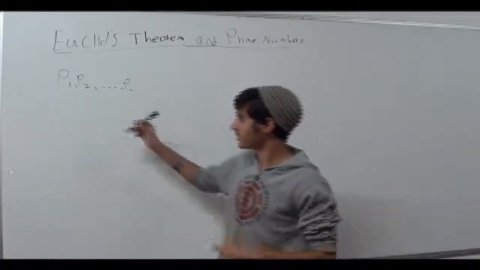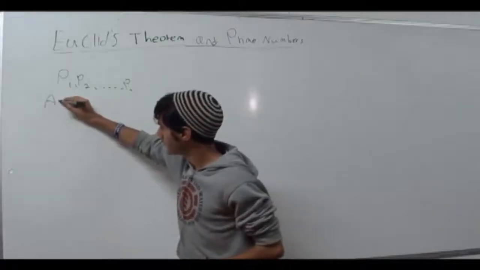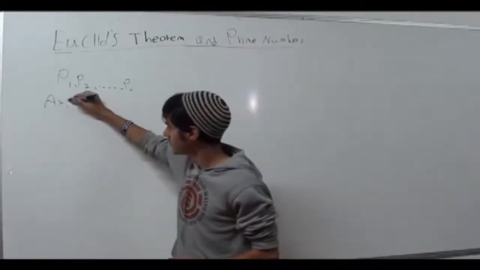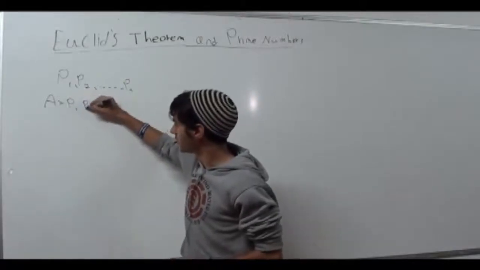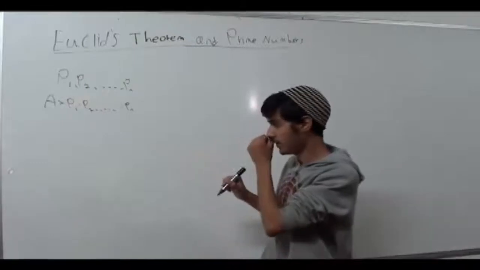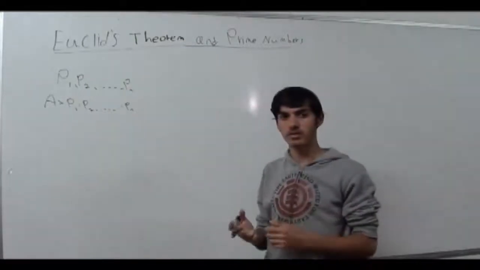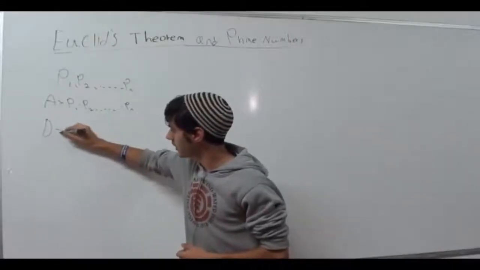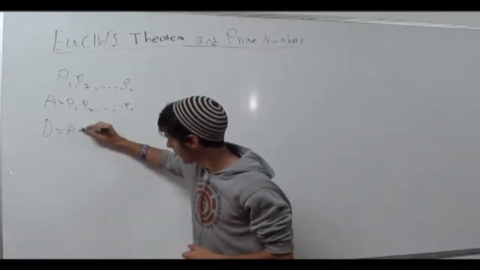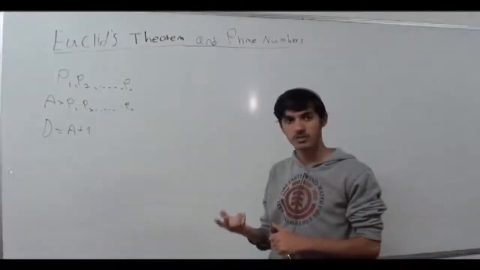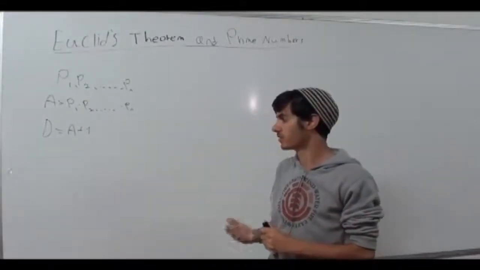The next part is that A is equal to the product of the multiplication between all these numbers. So P1 multiplied by P2 all the way to Pn. And the third constant we need to make is D, which is equal to A plus 1. So D has two options. Either it's a prime number or it's not a prime number.